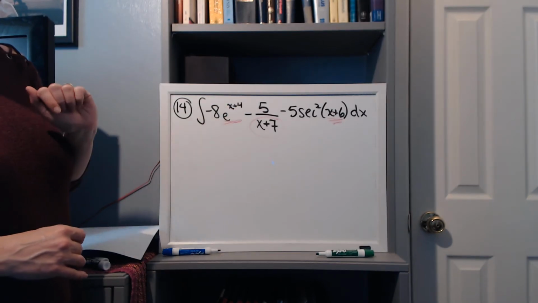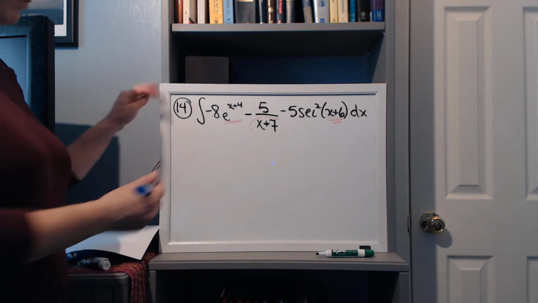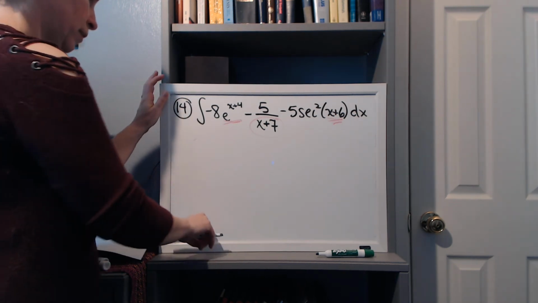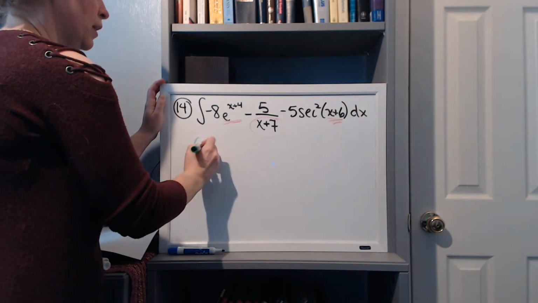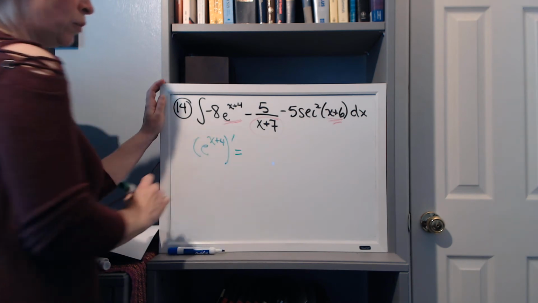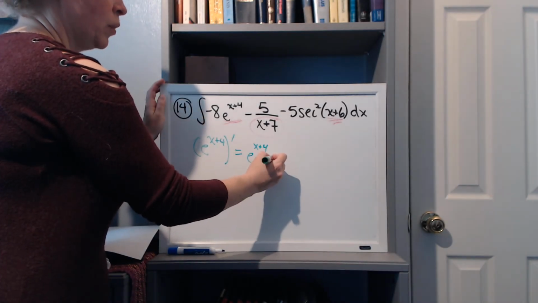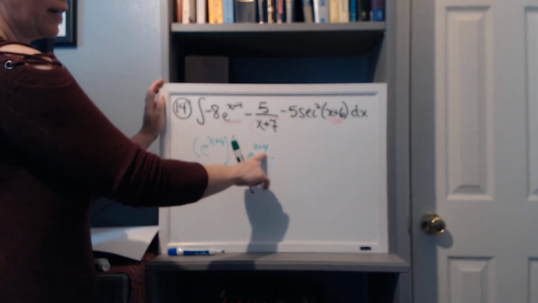So we have x plus 4 in the exponent there. If we were to take the derivative of e to the x plus 4 using the chain rule, we would get e to the x plus 4, and then we would multiply by the derivative of x plus 4.